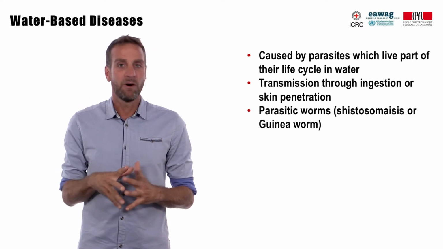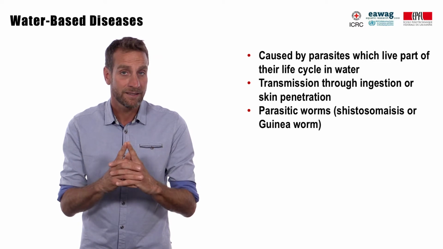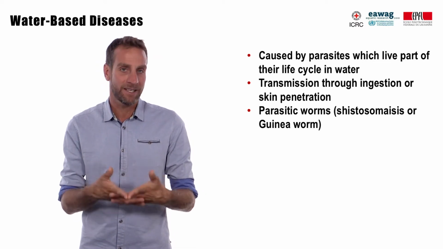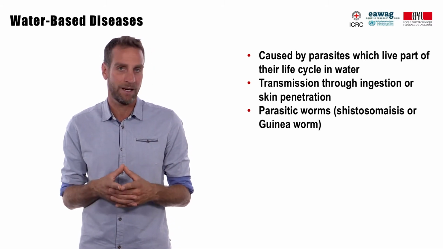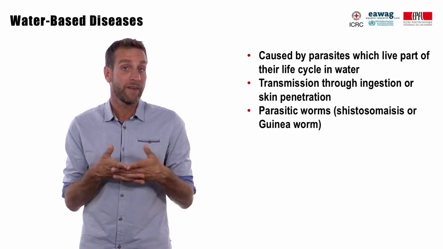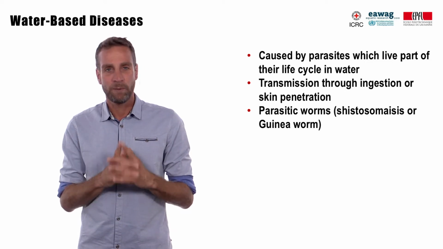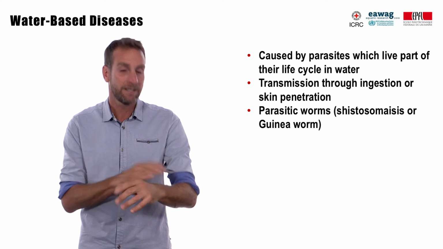The third type of water-related diseases is called water-based. Here, the pathogen spends part of its life cycle in the water, usually in a snail or another aquatic animal. Pathogens usually enter the water from the feces and urine of an infected person. The pathogen is transmitted by ingestion or by penetration of the skin.